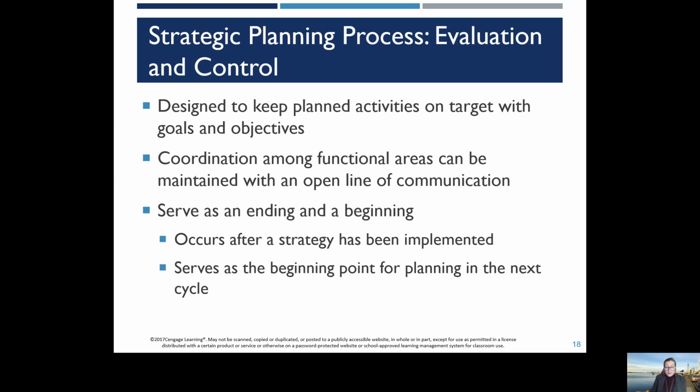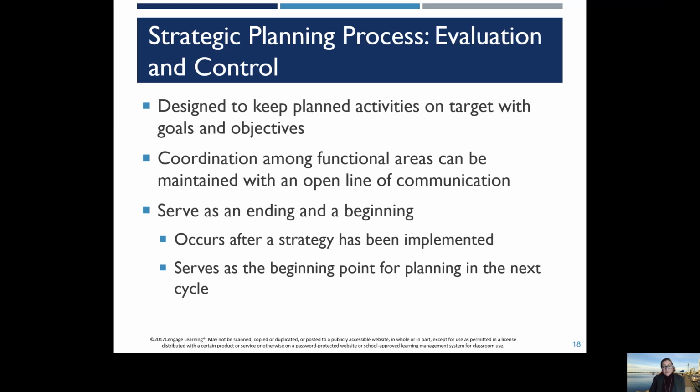Now, part of the strategic planning process is making sure that all of this planning and implementation is actually on track. So we need to monitor and control. We need to measure our activities to ensure that we're on target to reach our goals, because sometimes we have to tweak it to get back on track. Sometimes we have to tweak it when we recognize that we're off track.